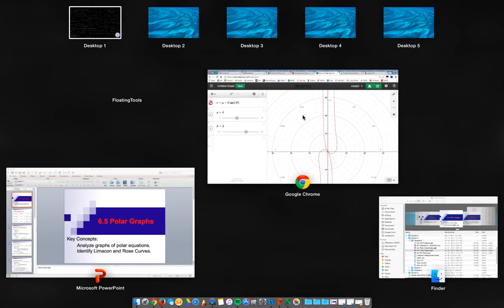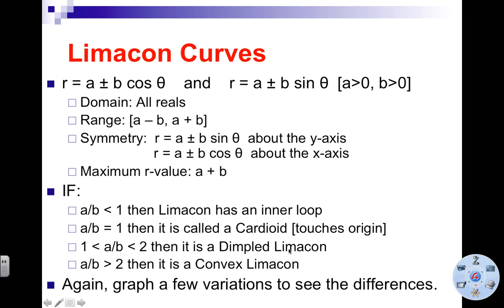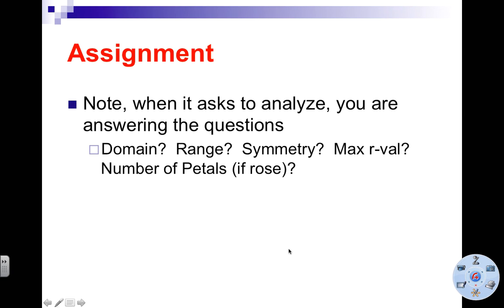All right, let's go back to the PowerPoint here. What do we got left? Hey, there we go. You are going to be asked to analyze some of these functions, 1 or 2, I think. And when you analyze the function, you want to make sure you basically do what I did on those 2 pages. You want to describe the domain, the range, what type of symmetry it has, the maximum R value, what's the max distance that the function will get from 0, or from the origin. And if it's a rose curve, tell me how many petals it's going to be.